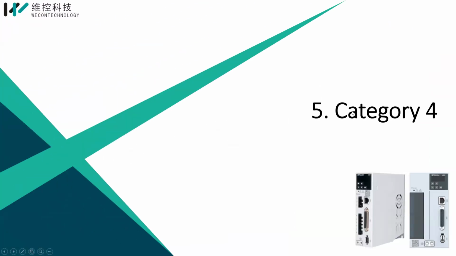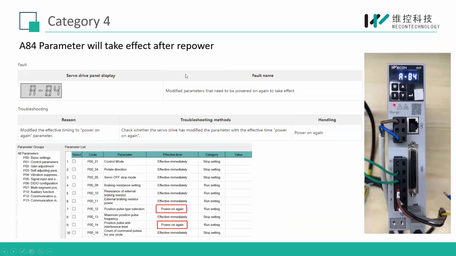And part 5 is about category 4. This type 4 is usually some alarm. And when this alarm happens, our motor will continue to run. Here, alarm AT4 means we need to repower to make the changed parameter take effect. And as we discussed before, just now we have 4 ways to clear an error to solve this alarm.